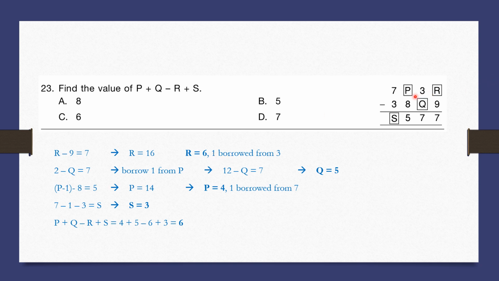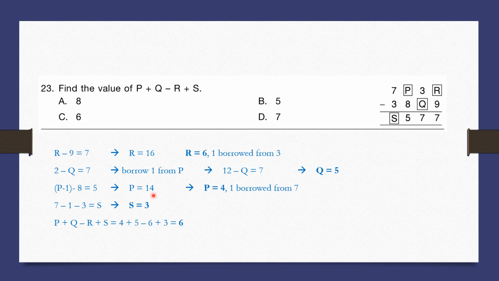So now in place of 3 we have 2 left, because 1 is already given to R. So 2 minus Q equals 7, which is not possible. So we have to carry 1 from the P. So 12 minus Q equals 7. So Q will be 5. Now we know 1 we have already borrowed from the P. So P minus 1 minus 8 equals 5.